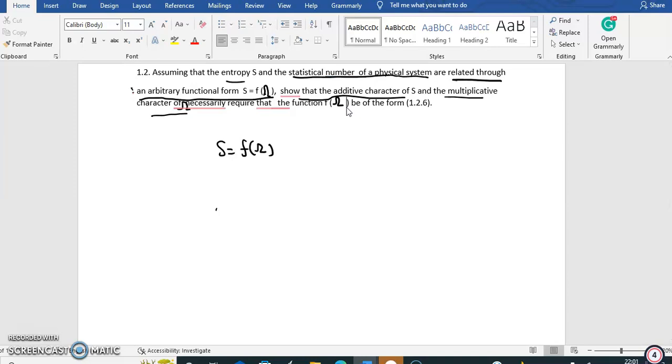If you check R.K. Pathria, 1.2.6 is S = k ln omega. So we have to prove this via this property. What is the additive character of S? The additive character of S and multiplicative character of omega means that if I take f of omega 1 omega 2, for two systems with statistical numbers omega 1 and omega 2, the entropies get added: this is S1 plus S2, and the entropy of the whole system is S1 plus S2.